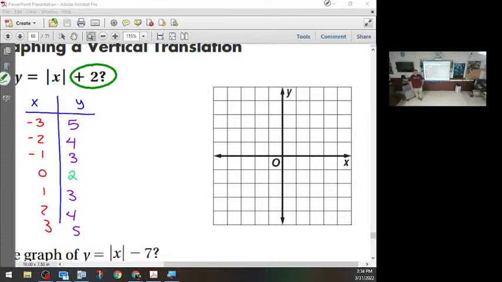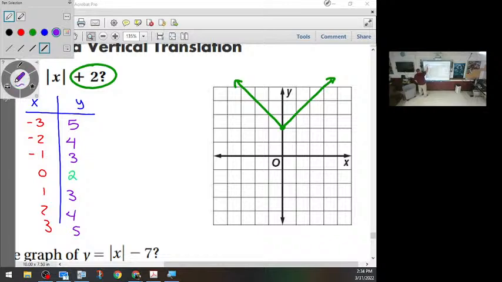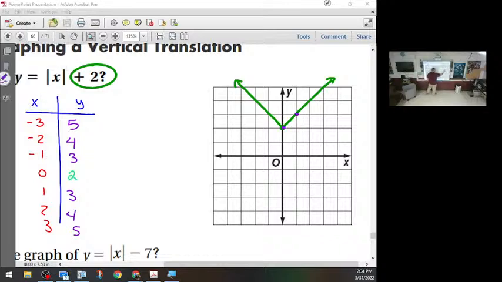this tells me it's going to move up 2. And then, because the parent graph always has a slope of 1 on the right side and a slope of -1 on the left side, I don't actually need all of that table stuff if I know how the parent function is. Okay. Now, naturally, you can always make your table, get those points, and then connect the dots. Okay, that is your fallback option.